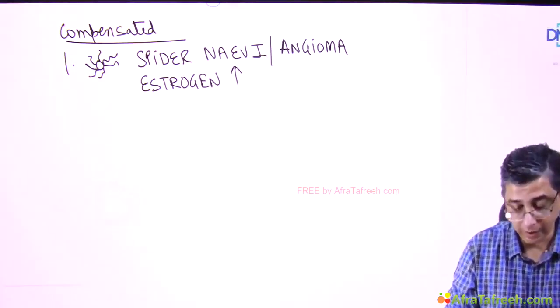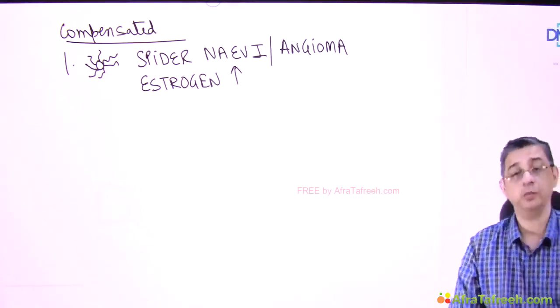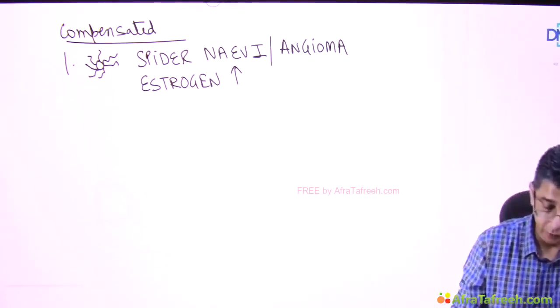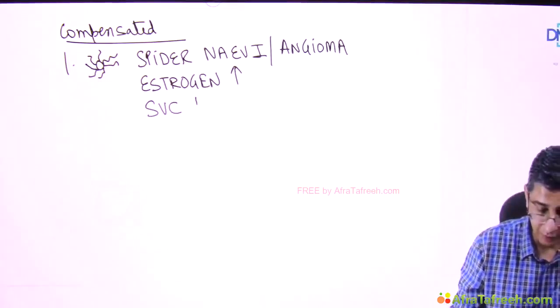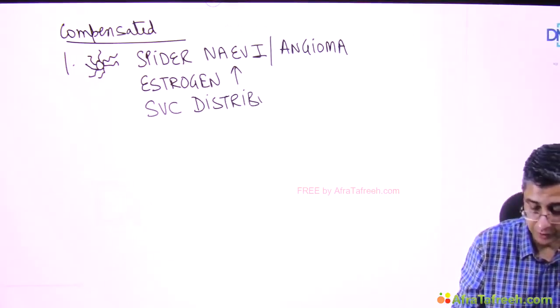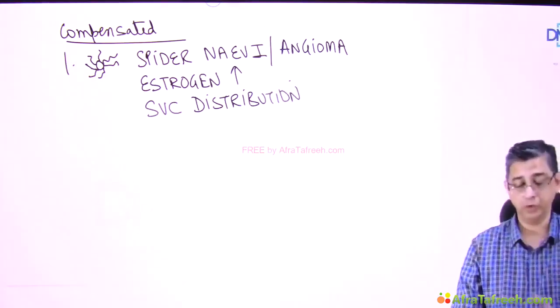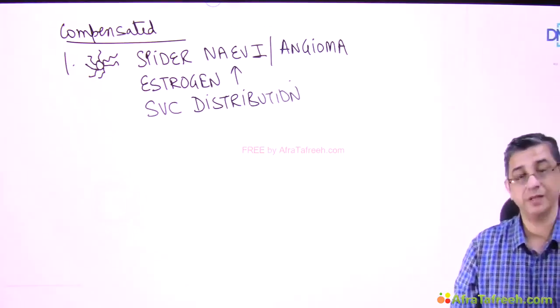This would be a dilated arteriole. Don't mix it with caput medusae, which would be seen on the umbilicus of the patient. Where do you see spider nevi? In the superior vena cava distribution. So you would request this person to take off his shirt, and over the shoulder areas of the patient, front and back, you will be able to see the spider nevi presentation.